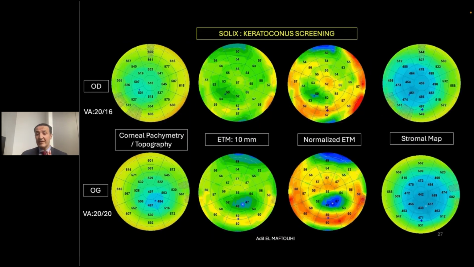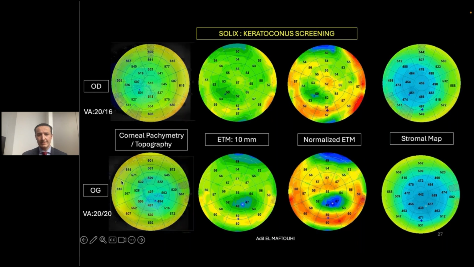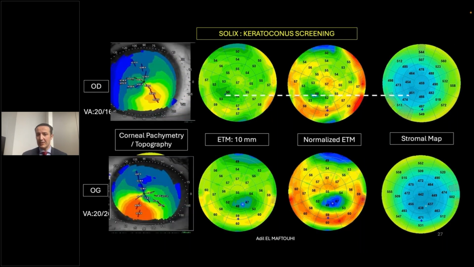And now we have a new display on the Solix, and you always have the possibility to have the three mappings, corneal pachymetry and total pachymetry, epithelium mapping and the stromal mapping on the same display to make a comparison between each mapping. And look here, this is a patient with keratoconus, and you can make the comparison.